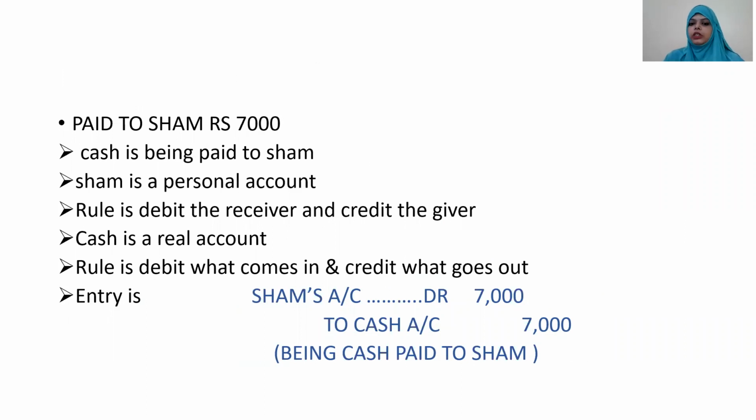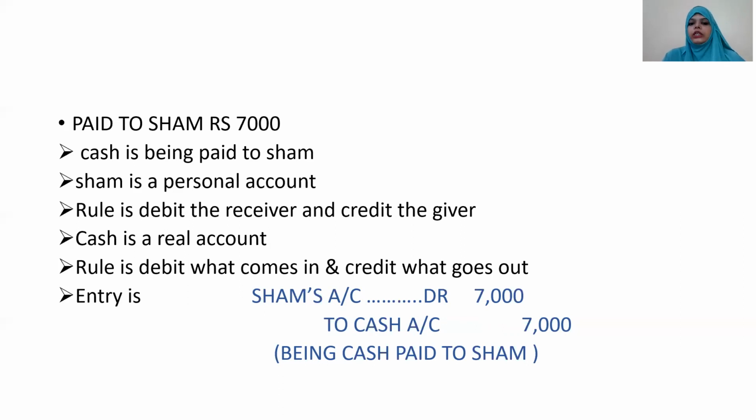Obviously, the plant was purchased for rupees 10,000 and we are paying an amount of rupees 7,000 to Shyam. So cash is paid to Shyam. Shyam is a personal account. The rule is debit the receiver and credit the giver. Cash is a real account. That is debit what comes in and credit what goes out. Shyam is a personal account and cash is a real account.